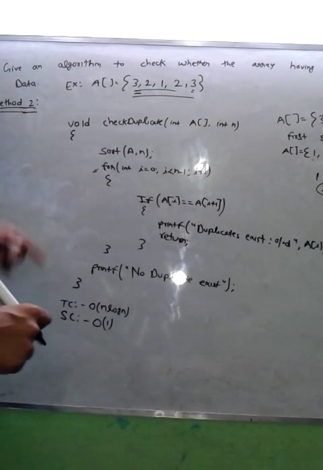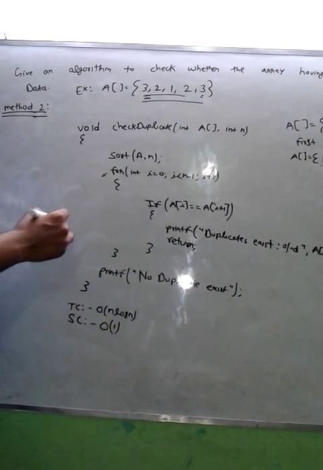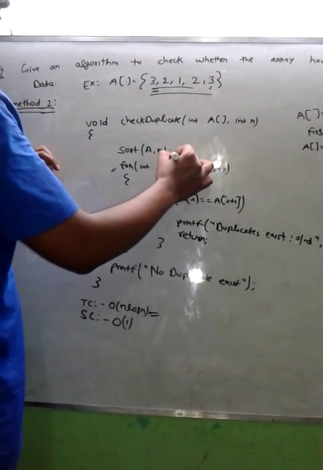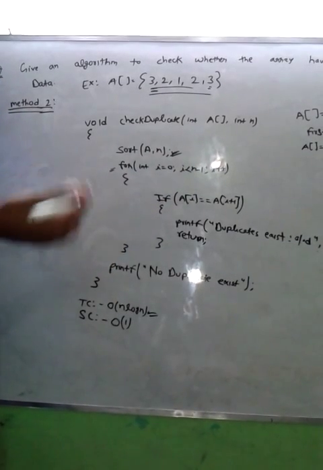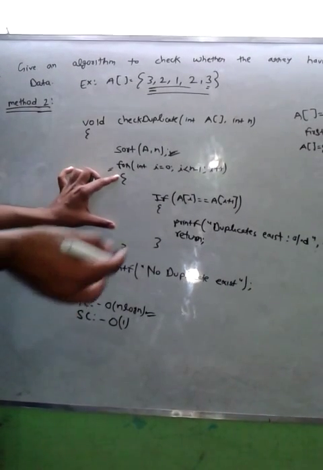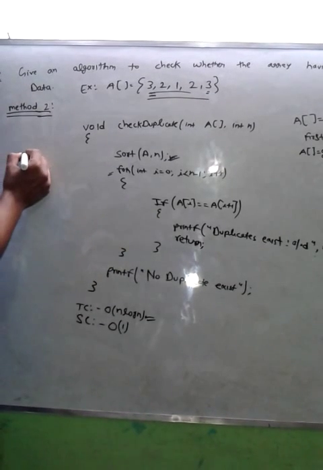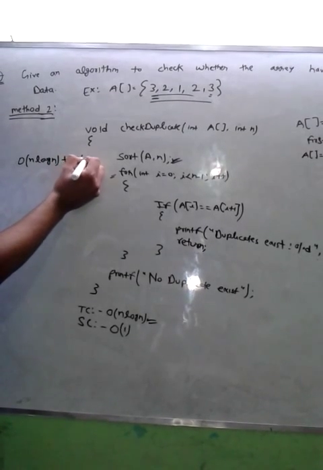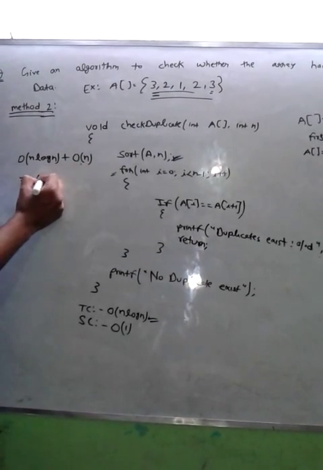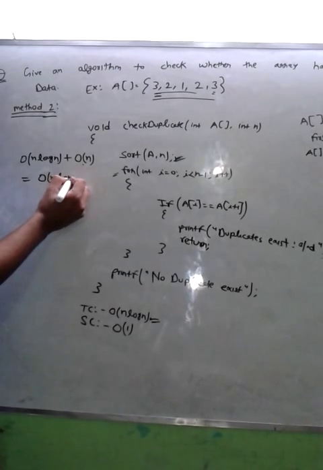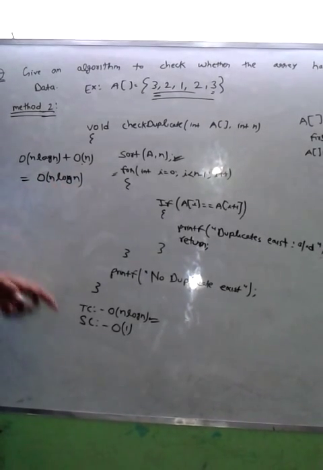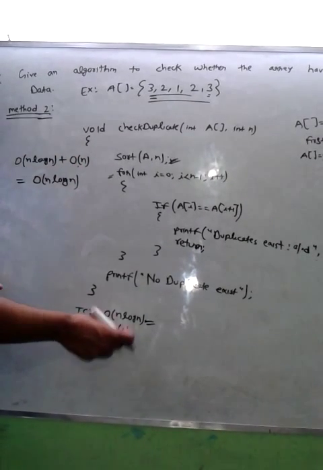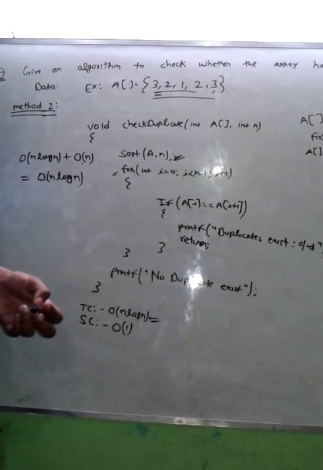Let's see the time complexity of this code. The time complexity is O(n log n), because first of all we sort the array by using an n log n sorting technique. After that we traverse, so it is O(n log n) plus O(n) for traversing, which is O(n log n). What is the space complexity for this method? The space complexity is O(1). That's it.